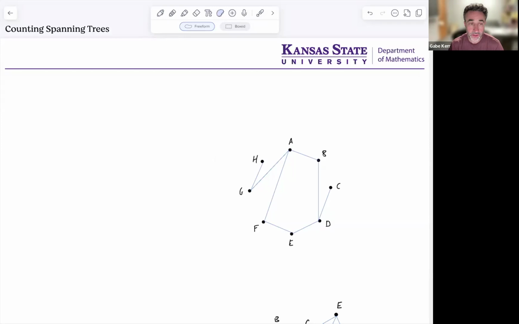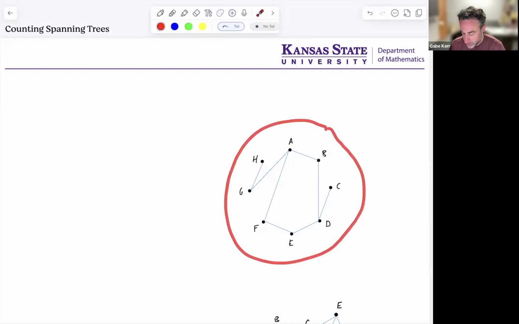Hi everyone. So in this video, I'm going to go over how we could count the number of spanning trees of a given graph. This is kind of a fun exercise. If you have an interesting graph and you want to see how many different ways you can find one of these spanning trees, let's take a look at this graph as a starting point.